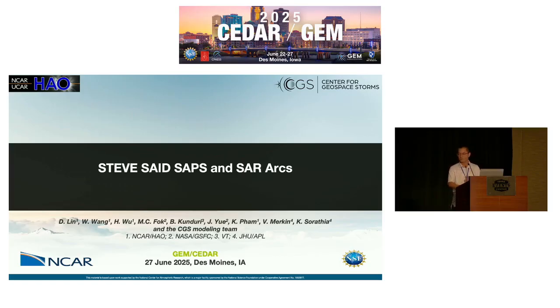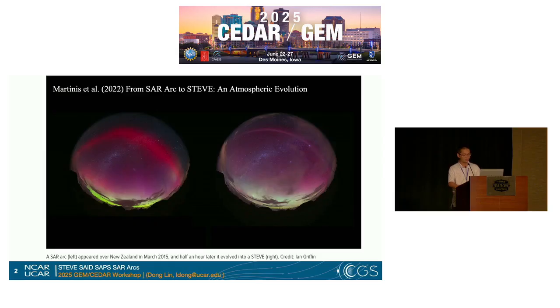So whatever Steve said, I agree. Earlier I think you have heard about these terminologies, STEVE, SAID, SAPS, or SR arcs together. I'm actually more familiar with the last two terms, SAPS and SR arcs, even though recent studies have already shown their connection, including a direct evolution from one to the other, well, maybe just from SR arcs to STEVE. What they have in common is that so far they are mostly confined to the so-called subauroral region.